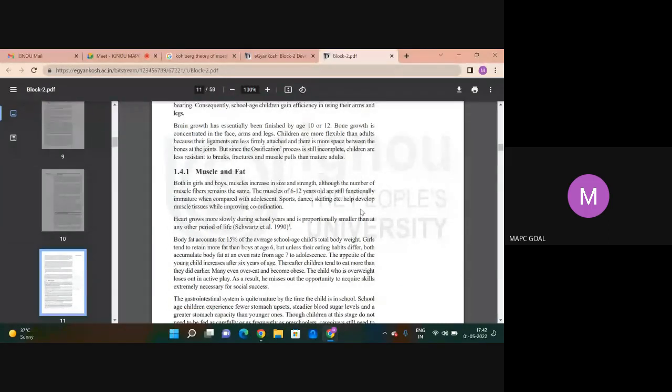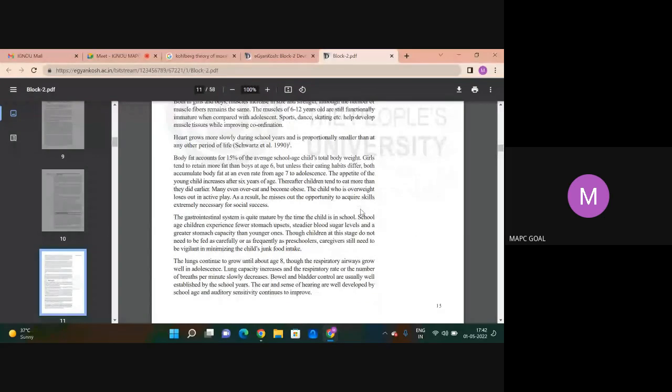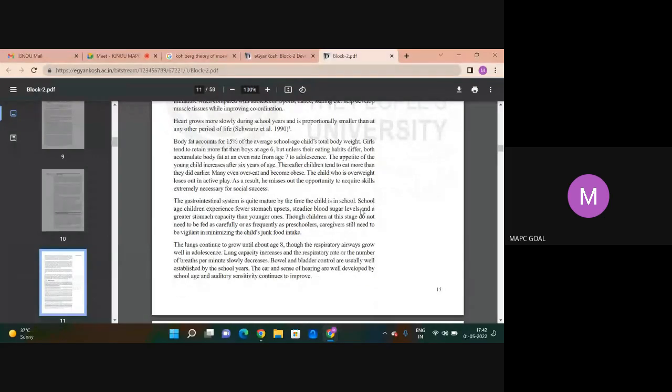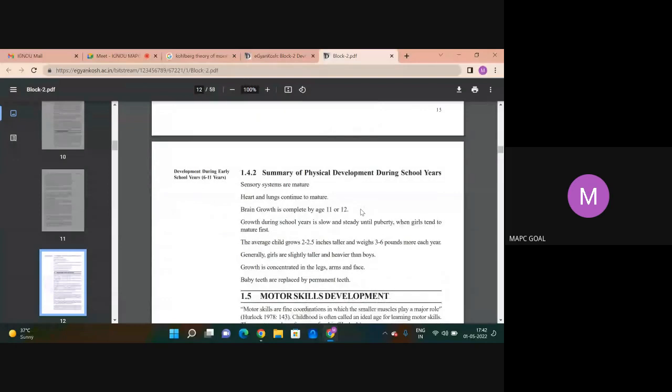And there's some study by Swash 1990, they've talked about the muscles and fat. Although it's a genetic factor, still all this has to be looked after. So their lung capacity, respiratory health, many children are facing asthma these days because of the pollution. So all this has to be looked after in this unit.